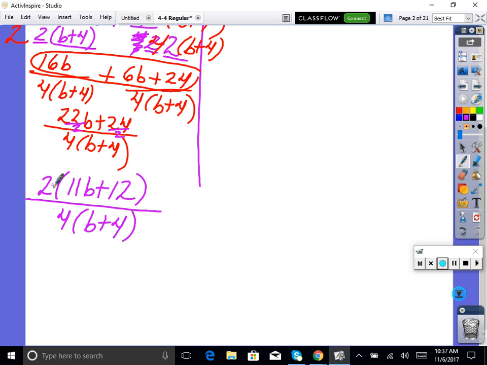We know we can divide across the multiplication sign as long as it's not connected to an addition sign. So isn't that 1 over 2? So my final answer is 11b plus 12 on top, all over 2 times b plus 4.